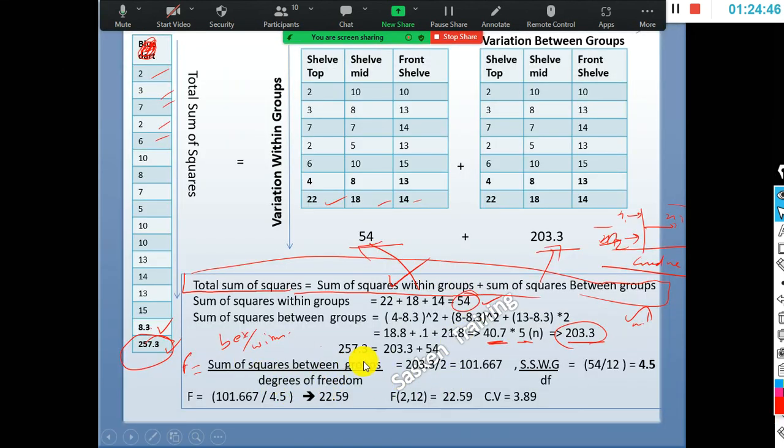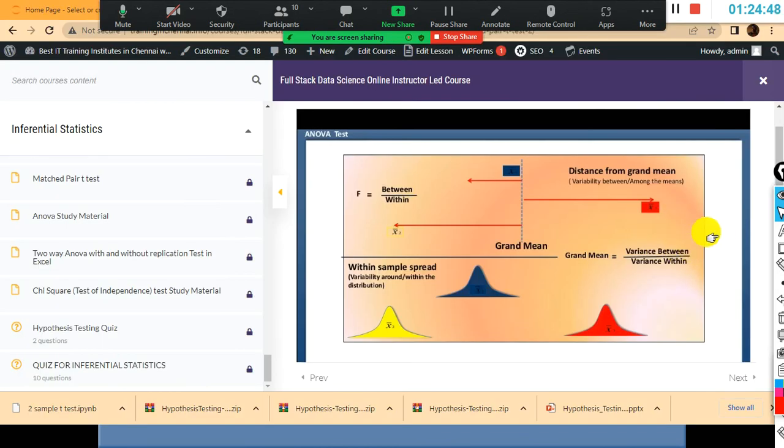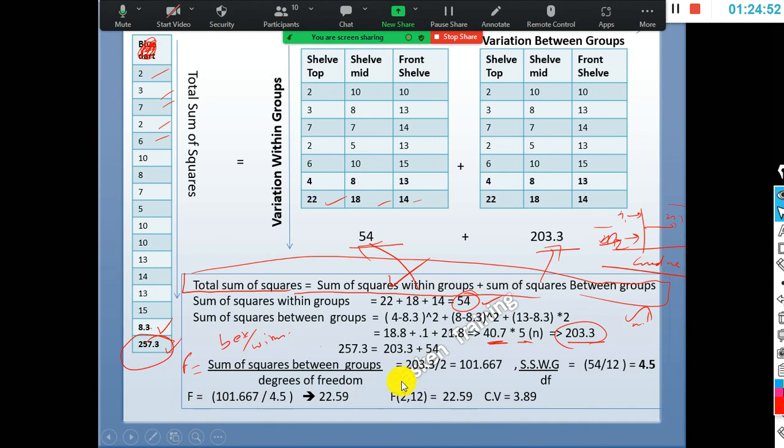But here what we do is, sum of squares between divided by its degrees of freedom, which gives the variance between, and sum of squares within divided by its degrees of freedom, which gives the variance within. We put the extra thing, that's all. So how do you find out the degrees of freedom? Here, for sum of squares between groups, we have 3 groups. 3 minus 1 is 2. That is the degrees of freedom. And within the group, how many values are there? So 3 into 5, 15.